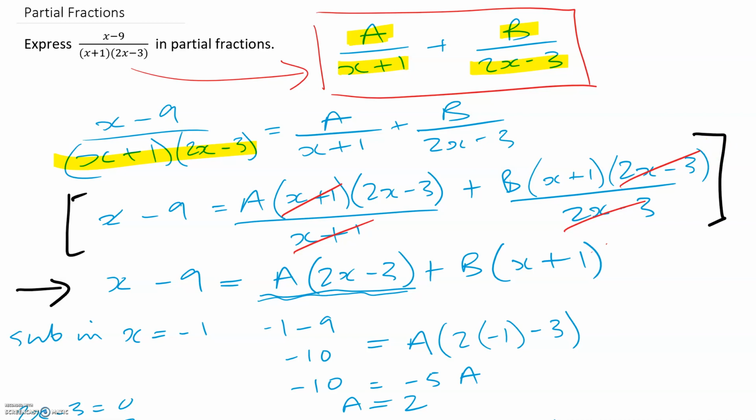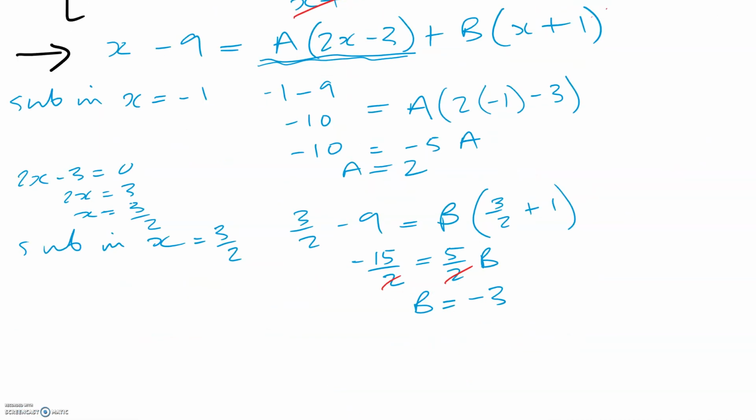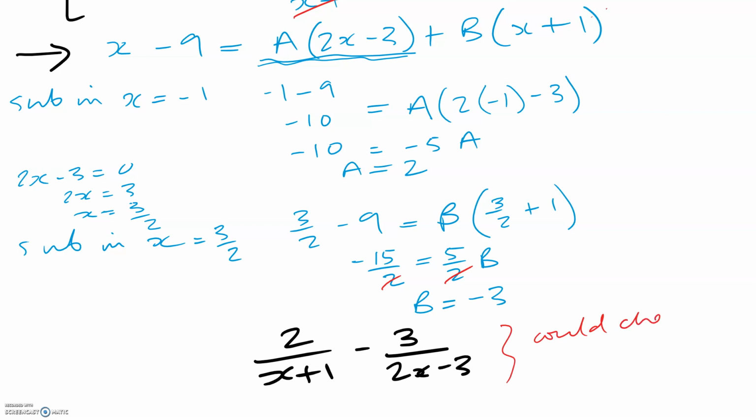The final answer is our a was 2. So we've got 2 over x plus 1. And then b was minus 3, so we can write it like this. Minus 3 over 2x minus 3 is the final answer. The good thing about partial fractions is you can always check. You could check by getting a common denominator here.